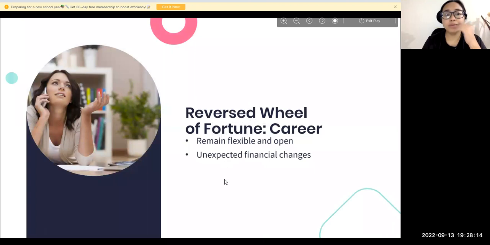Also, you need to remain flexible and open. And yes, unexpected financial loss might happen, or financial crunches can happen, or somebody who has taken money from you might not return the money.